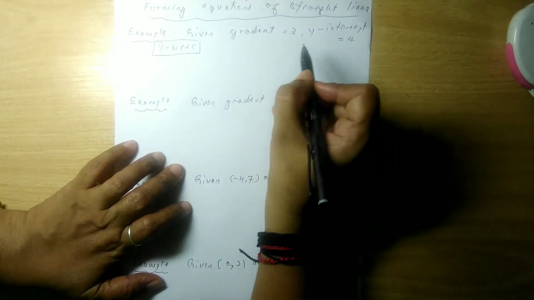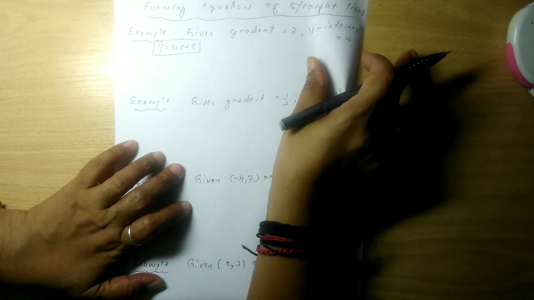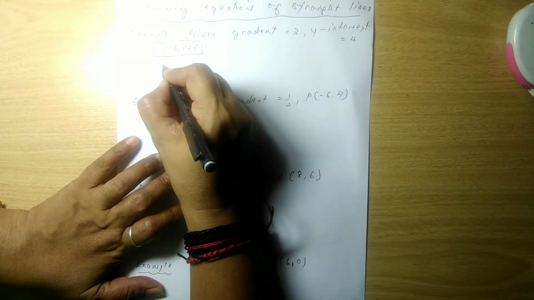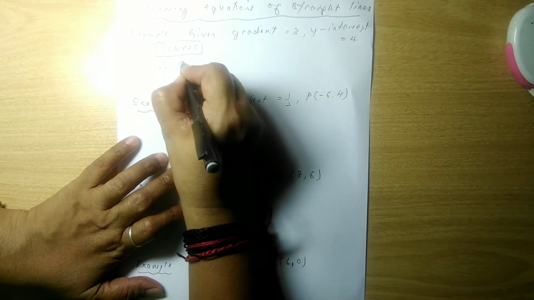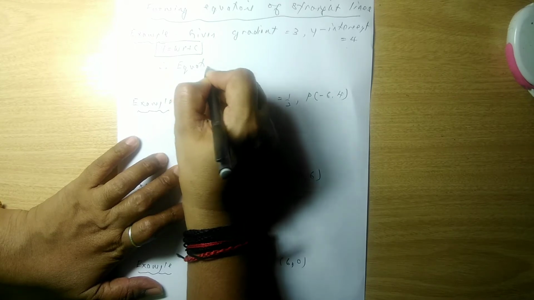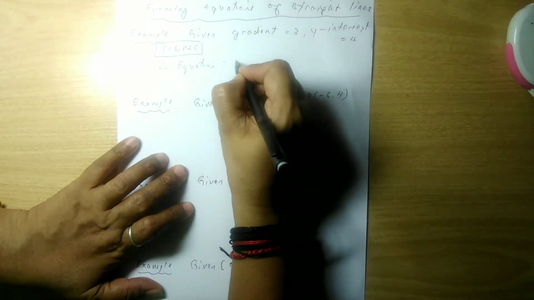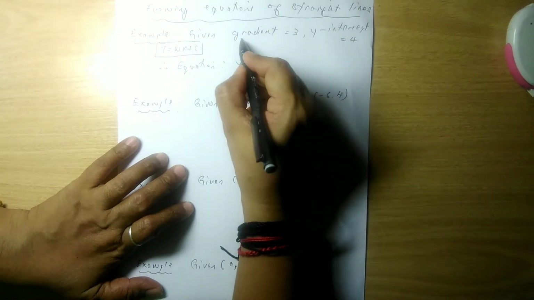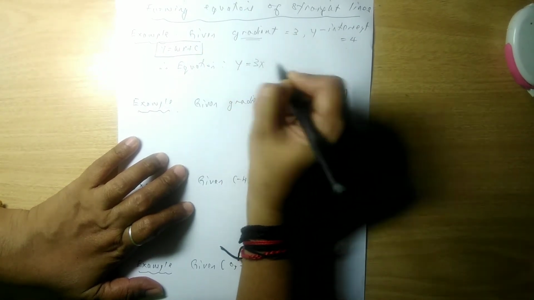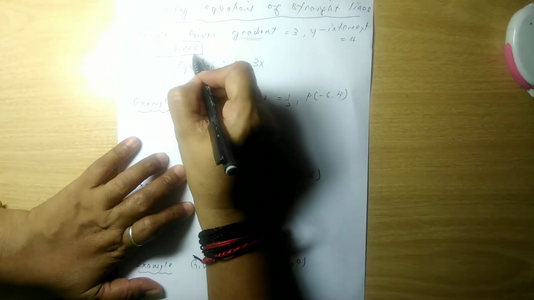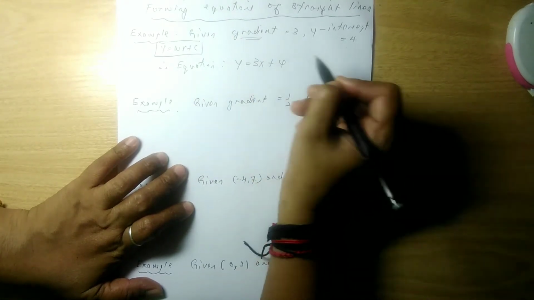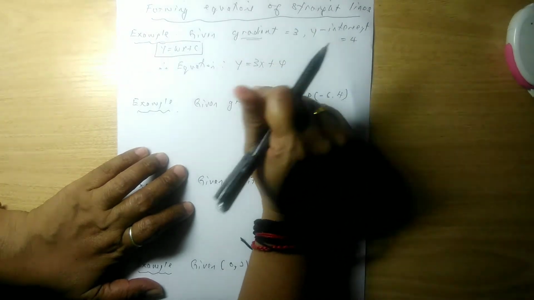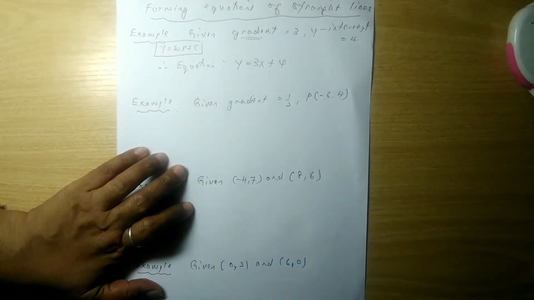Now you're given the gradient. The gradient value is 3 and the y-intercept is 4. So my equation becomes, here there's no calculations needed. You can just substitute. M is 3, my gradient, 3x. And my y-intercept, which is c, is 4. So 3x plus 4. So that's how we write it. This is in the gradient form.